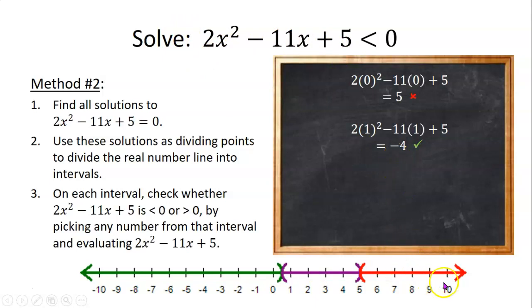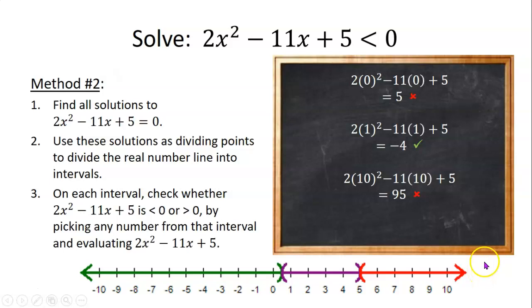What about this third interval? Pick a number anywhere over here greater than 5. How about 10? If I plug in 10, I'm doing 2 times 10 squared minus 11 times 10 plus 5. That would be 2 times 100, which would be 200, minus 110, so we're up to 90, plus 5 would be 95. Is that less than 0? No. So this is not part of the solution set.